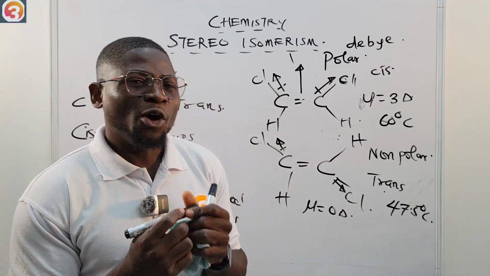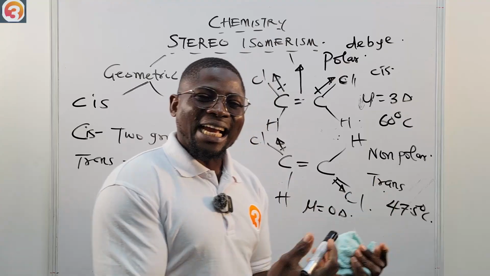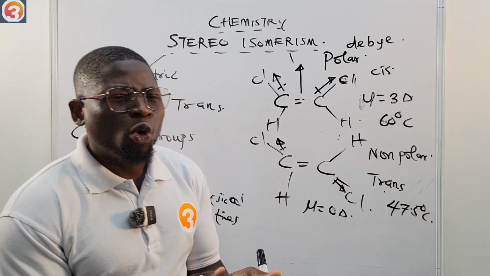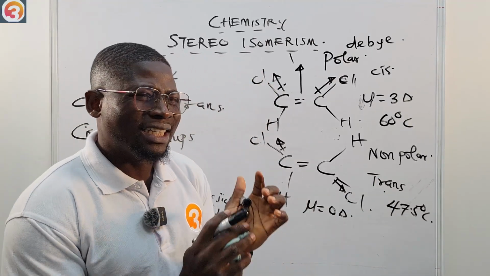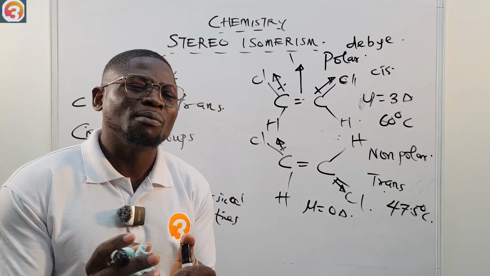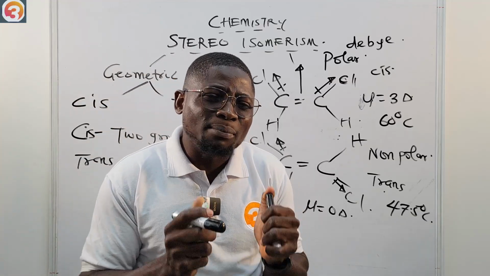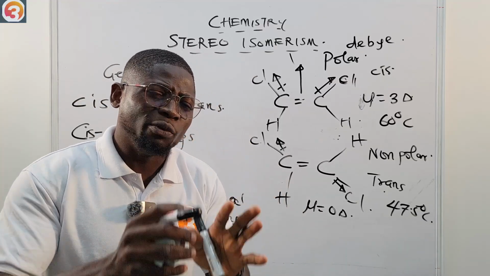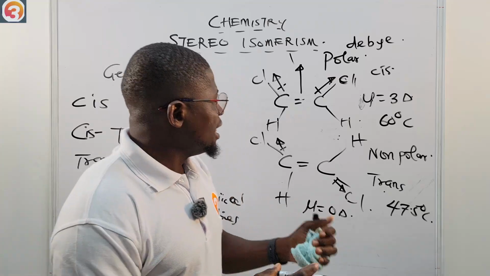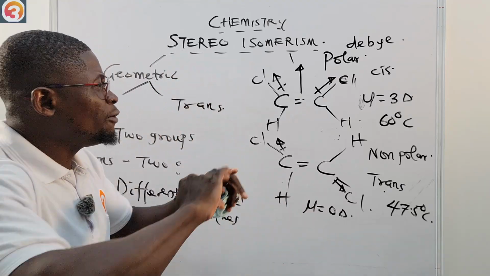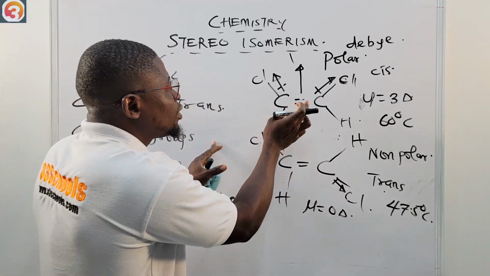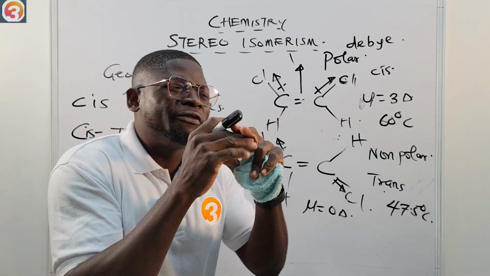Also, it is not easy for you to convert a trans isomer back to a cis isomer, or to convert a cis isomer to a trans isomer, because the energy barrier between the cis isomer and the trans isomer is very, very high. Take note of that. So it is not easy at all. There's no free rotation because of this carbon to carbon double bond.